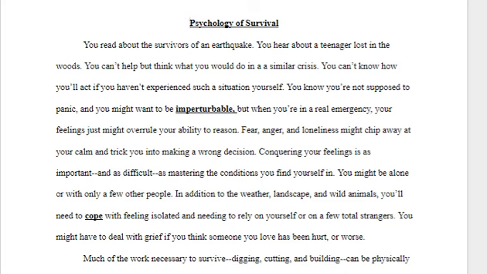Psychology of Survival. It says you read about the survivors of an earthquake. I'm just in the first sentence here. You hear about a teenager lost in the woods. You can't help but think, what would you do in a similar crisis? You can't know how you'll act if you haven't experienced such a situation yourself. You know you're not supposed to panic, and you might want to be imperturbable, but when you're in a real emergency, your feelings just might overrule your ability to reason.